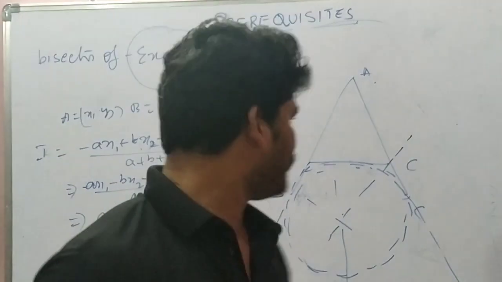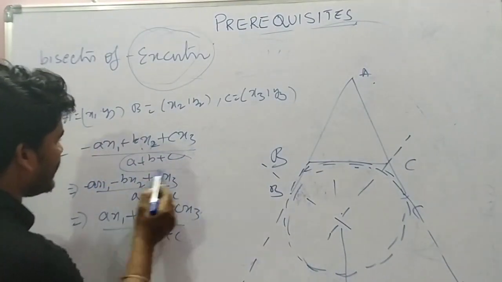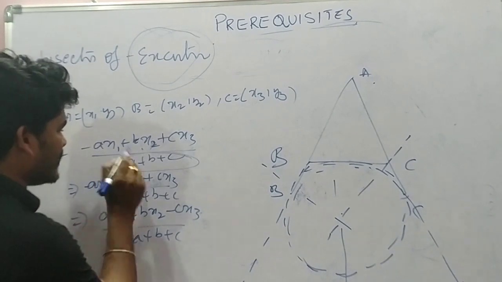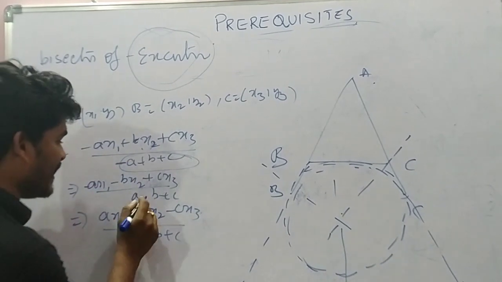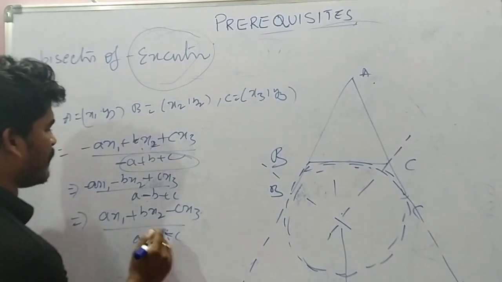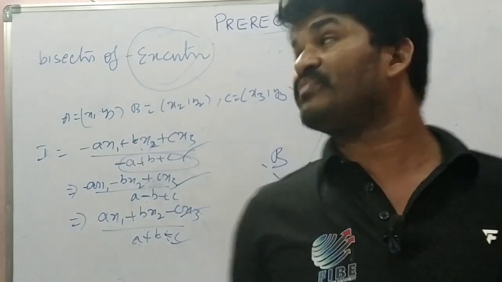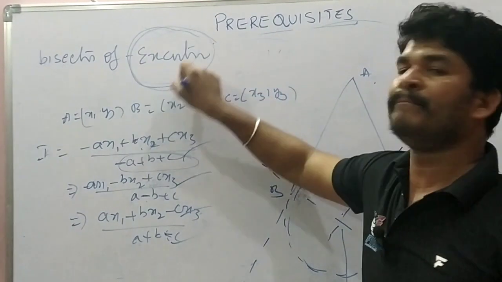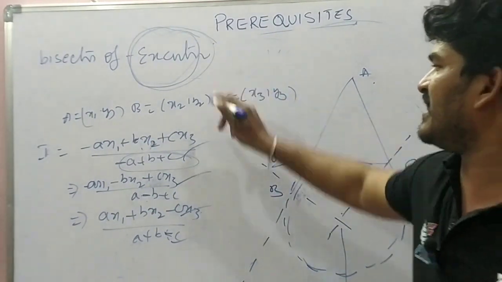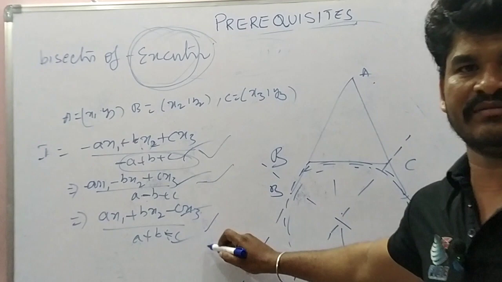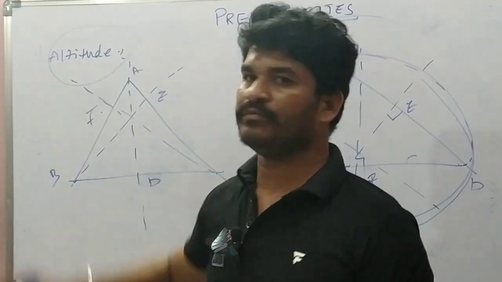Here, observe the denominator: in the first one the minus is on a, in the second one the minus is on b, and in the third one the minus is on c. So this is the condition whenever the given circle is the excenter of the triangle. These are the conditions for the bisector of the excenter of the circle.